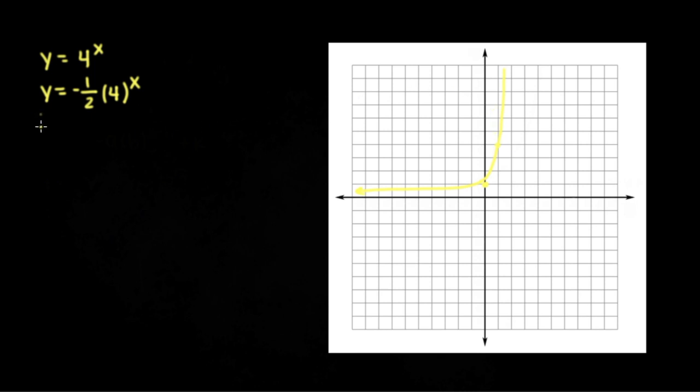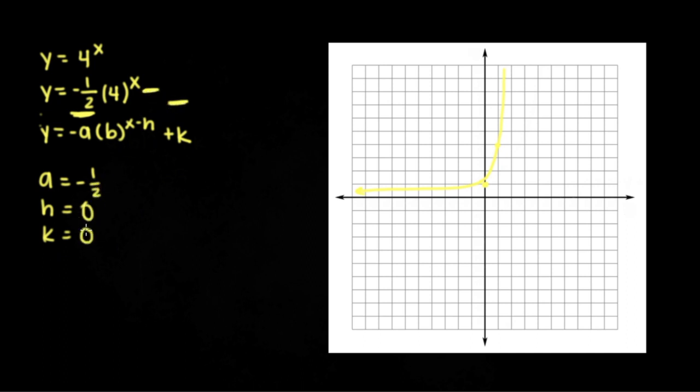Now let's write, once again, our reference equation, which is y is equal to negative a times b to the x minus h power plus k. And finding the values of a, h, and k, we see we have this a value of negative 1/2, and we have no h or no k, which means h and k are both 0. Those have already been taken care of by our parent function. So we have an invisible 0 in our parent function.